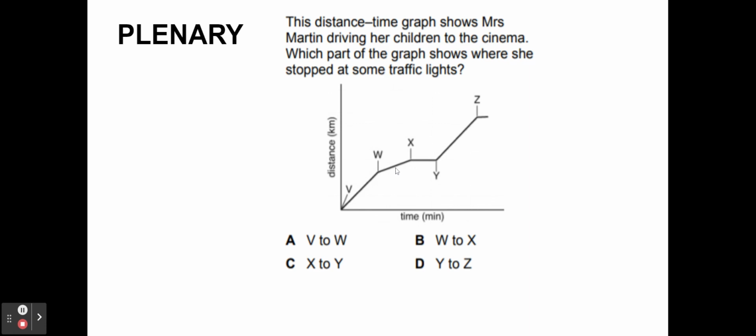Well, because the line is less steep between W and X, it means W to X is slower than V to W. So from W to X, it is traveling at a constant speed, but it's not traveling as quickly as it was from V to W. What's happening after Z? Have a little look at that, have a think. So the distance isn't changing, therefore the object is stationary. So hopefully you found that useful.